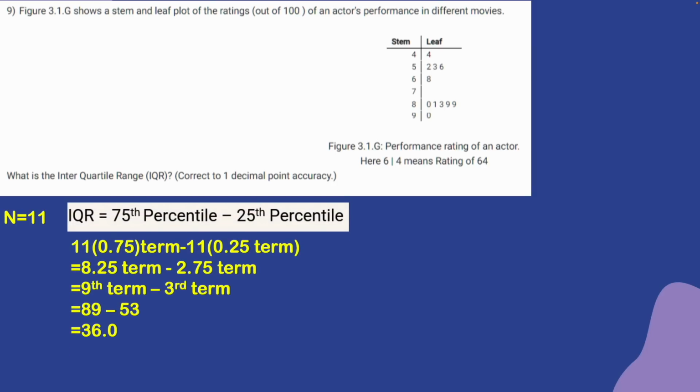So 11 into 0.75 term minus 11 into 0.25 terms, which is 8.25 term minus 2.75 term, that represents ninth term minus third term, so 89 minus 53. Because as you can see over here, first term is 4, second term is 2, third term is 3, and over here stem is 5, so 53 will be the third term, and similarly 89 will be the ninth term, and doing this we will get the IQR as 36.0. Okay, and that is the answer. We have to find the IQR and we have got it.